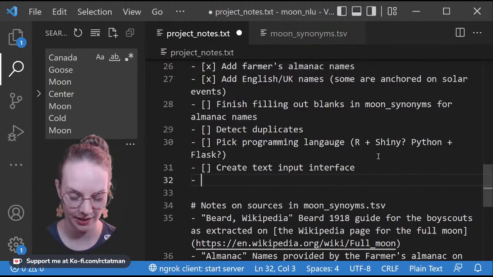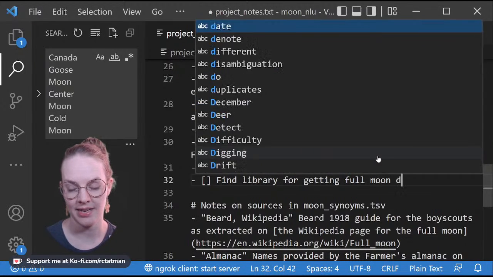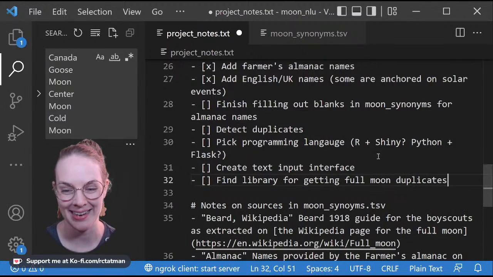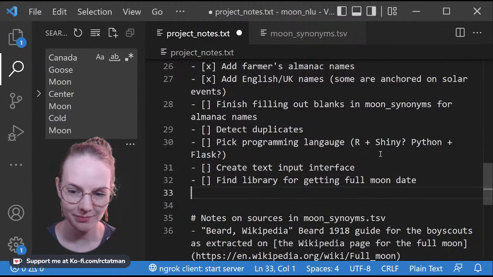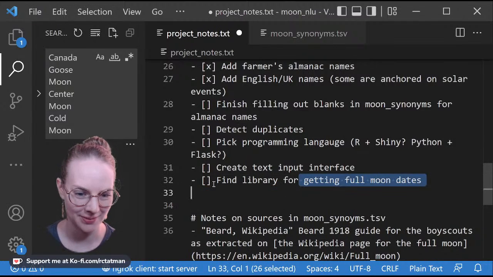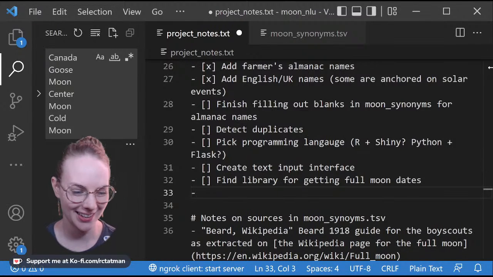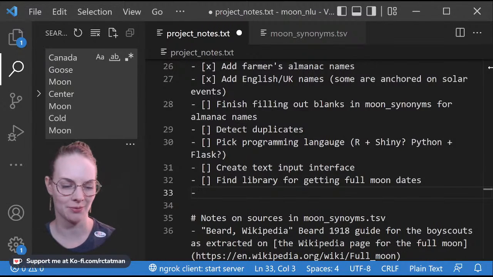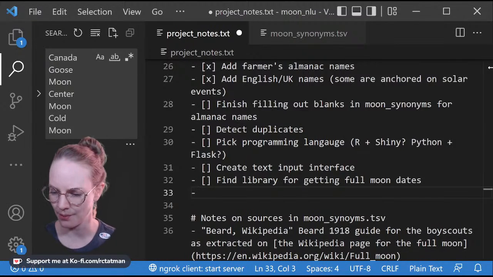So the next thing I need to do is find a library for getting full moon dates. I'm not doing that by hand, and I guarantee someone has done it. Yes, that seems like such a pain in the butt, and I don't want to do it. I'm just going to assume that someone has done it and that I can find it. It seems like a pretty good assumption. You know, full moon dates are important for a lot of stuff.